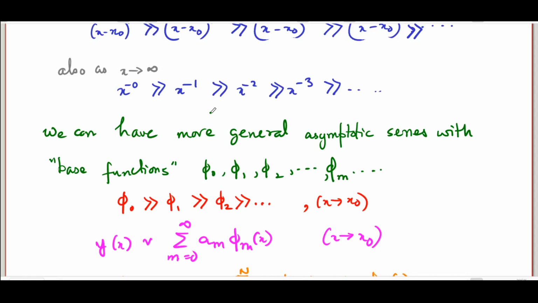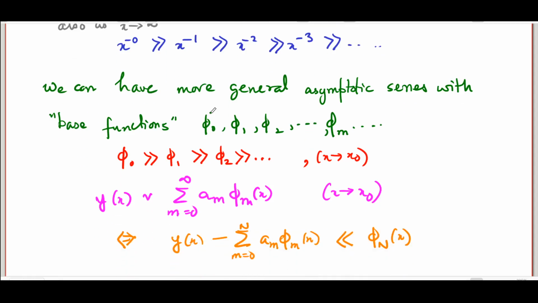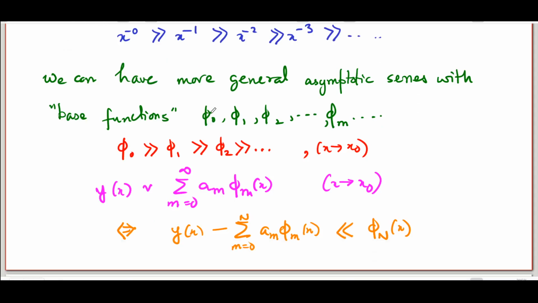Unless otherwise mentioned, we would typically mean the standard power series kind of expansion when we say y of x is asymptotic to a series, but there are also other possibilities. And depending on your application, they are pretty useful from time to time. What you are claiming is y of x is asymptotic to the sum of a_m phi m running from 0 to infinity, if for all n, the difference between y of x and the partial sum to n terms is negligible compared to phi capital N. The pattern is the same everywhere.